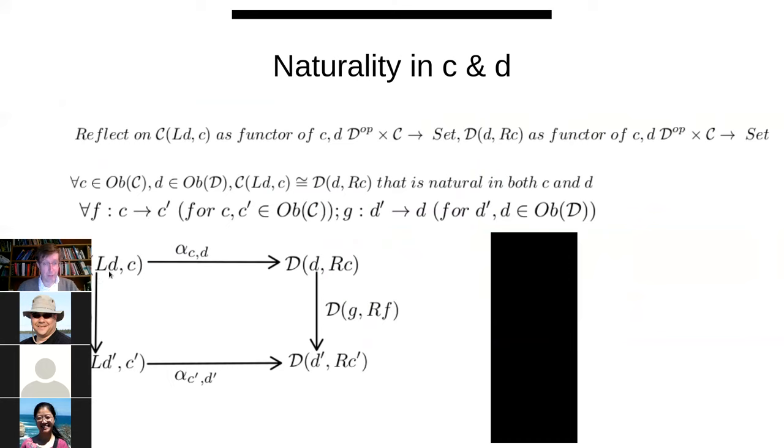You'll notice that this first term has this reversal. So you have G being from D prime to D, whereas C is from C to C prime. These are morphisms. And so you have to map in a contravariant way here. And the reason is that this is a Hom set. It's from LD to C, rather.